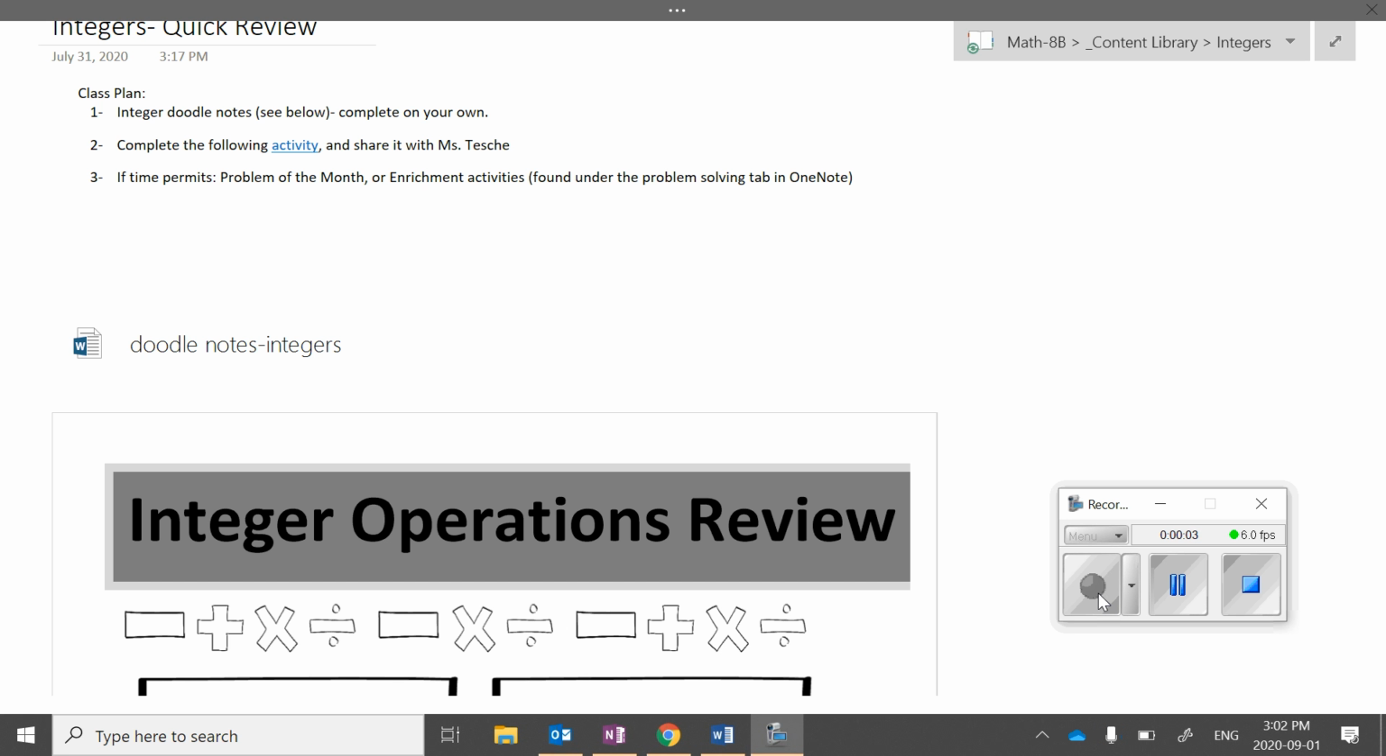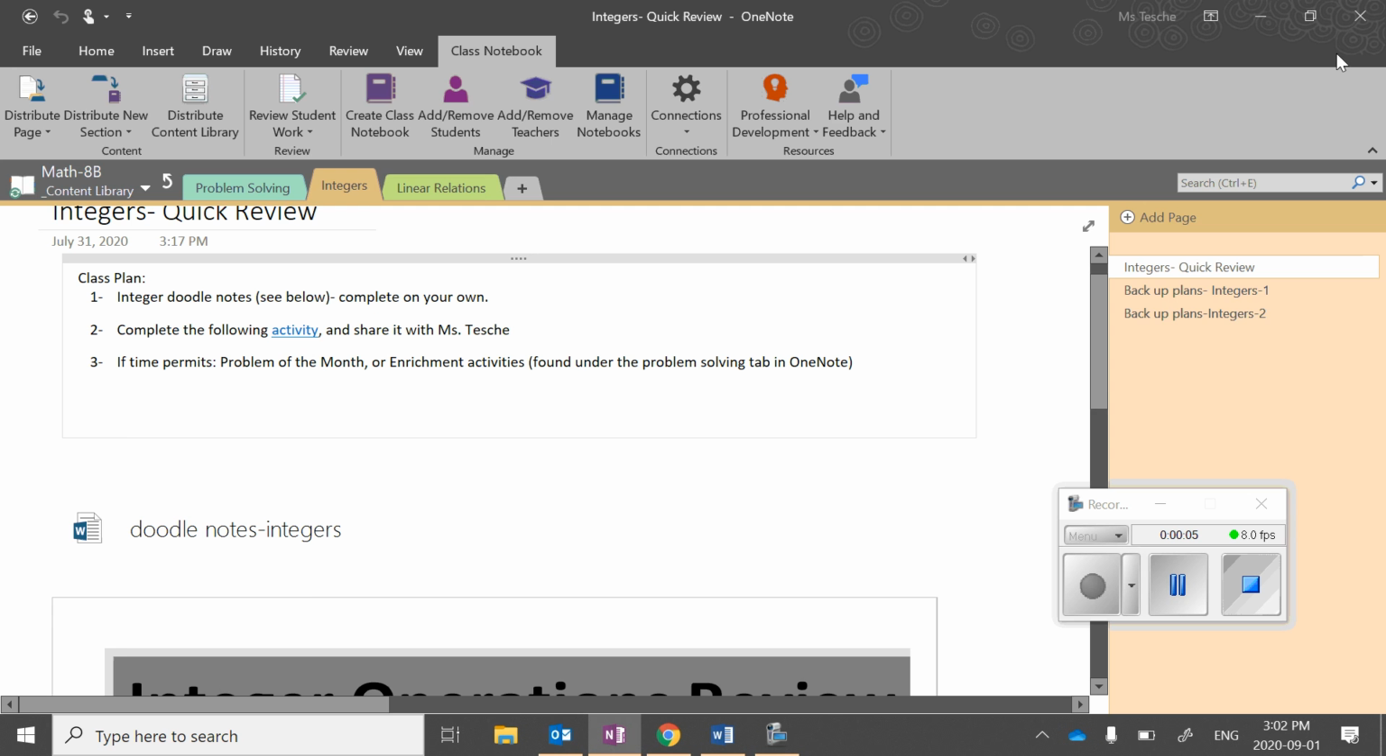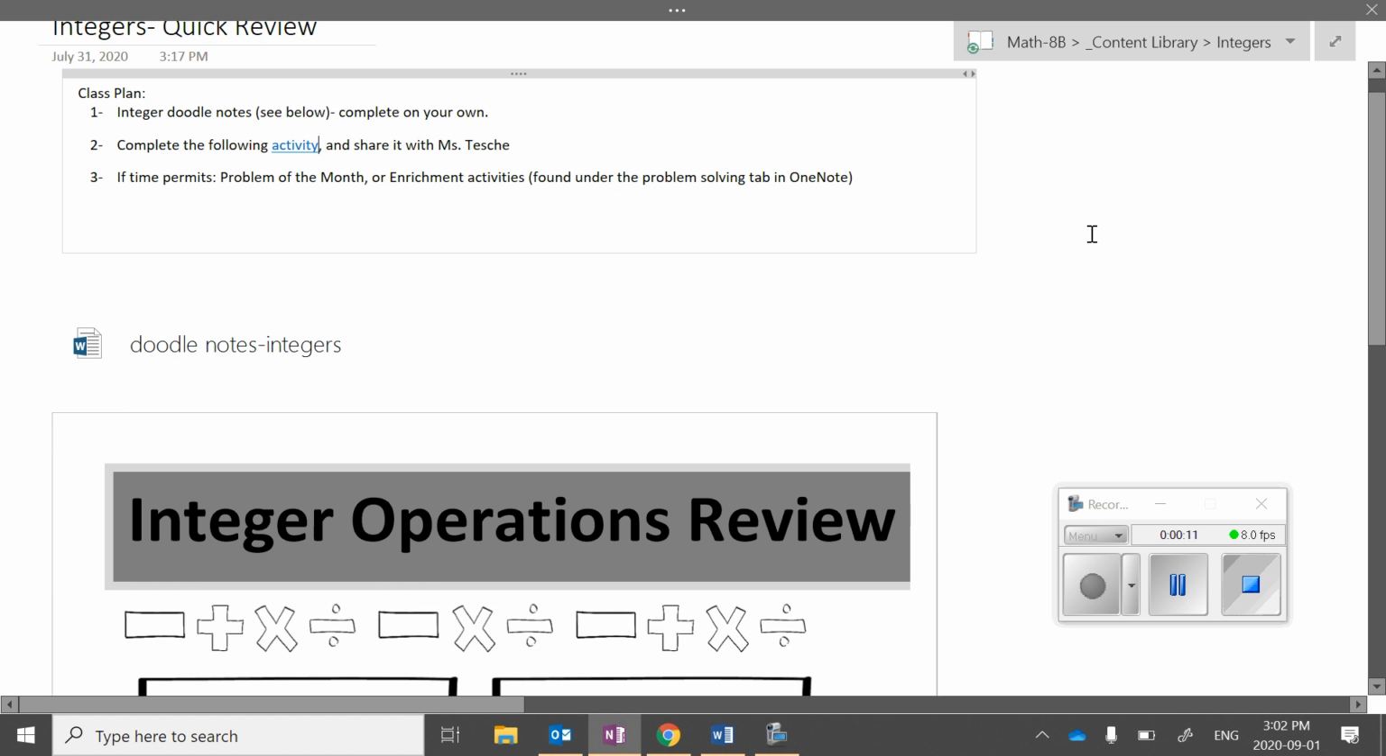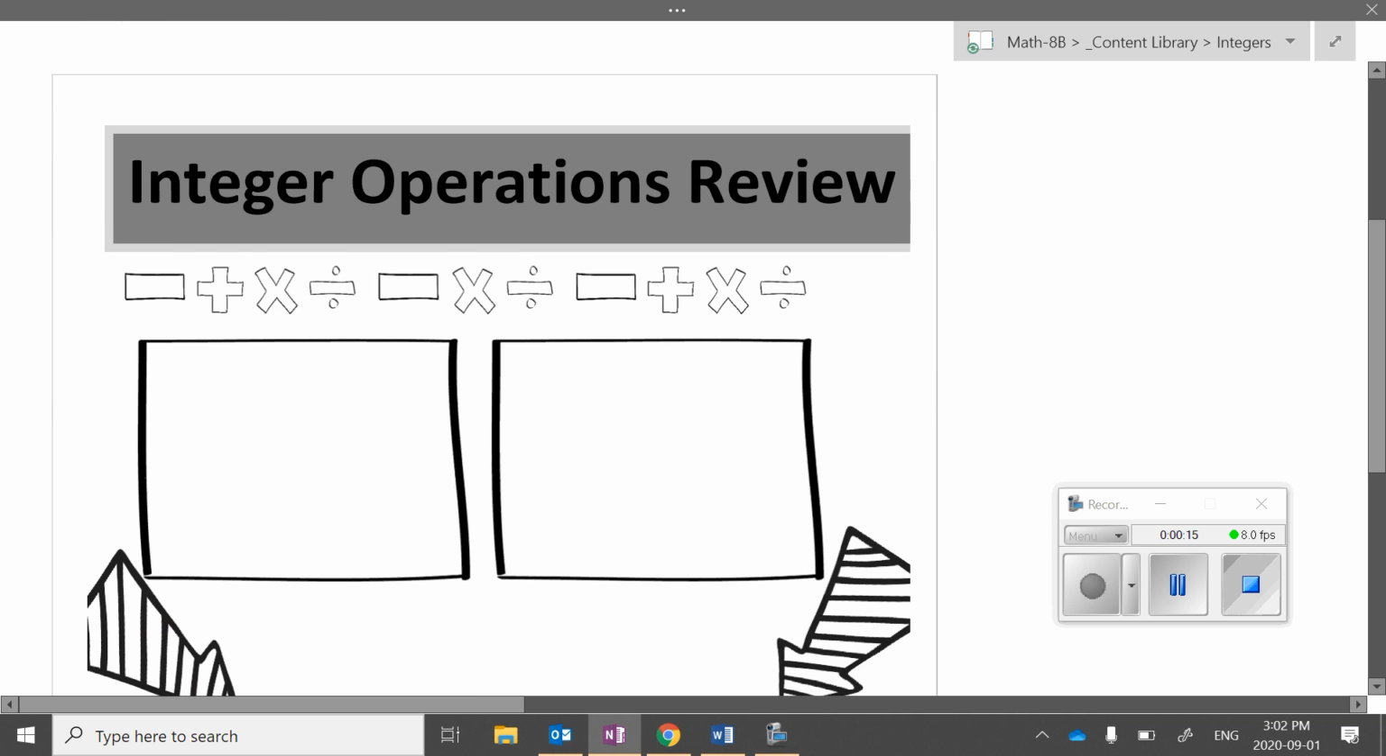Okay, so today we are on integers, an integers quick review in OneNote, and we're just reviewing our topics. I will always give you templates for your notes. You don't have to use them, you could just do your own thing, but it'll also be a guide, and feel free to use it as you would like and as you would not like.